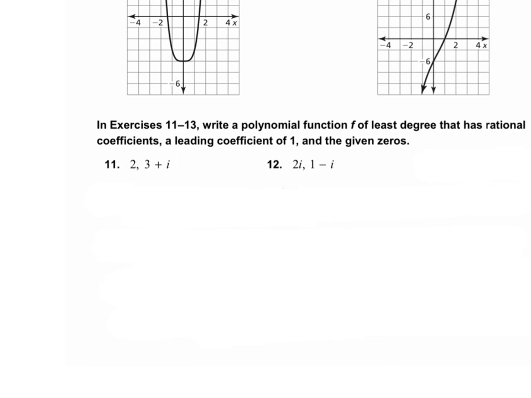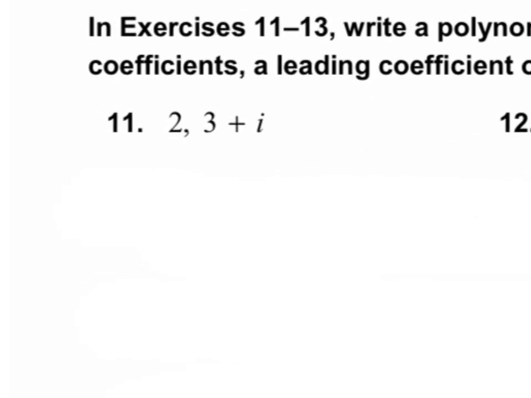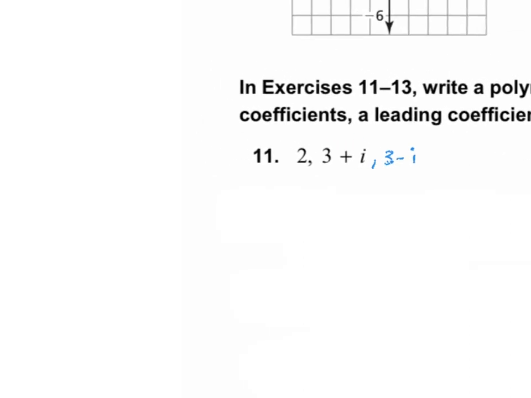Are we missing any zeros here that's not explicitly given to us? What are we missing? 3 minus I. Oh, yeah. So anytime we have an I or a square root, we need its conjugate. So we need a plus or minus I and a plus or minus square root. So anytime we see an I or a square root, we need to have the conjugate.